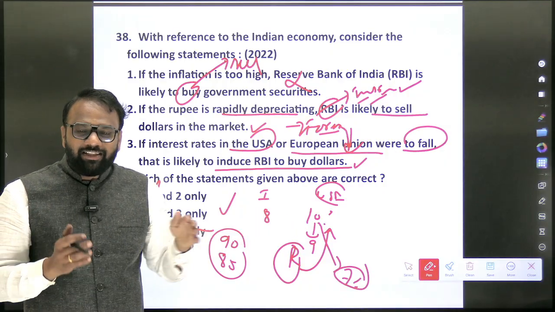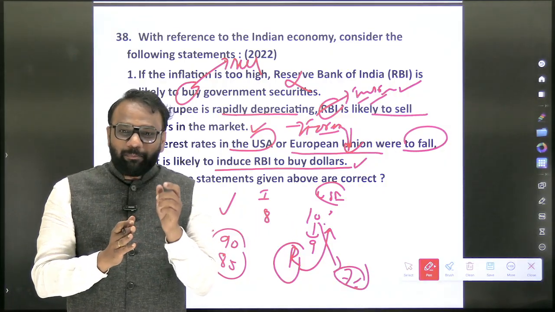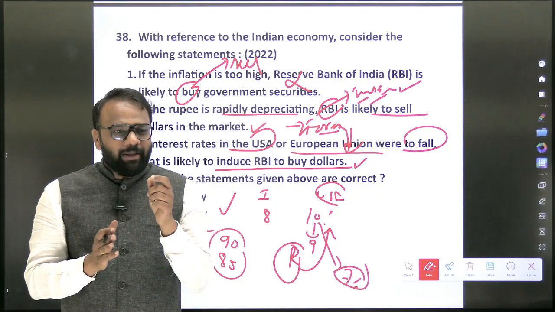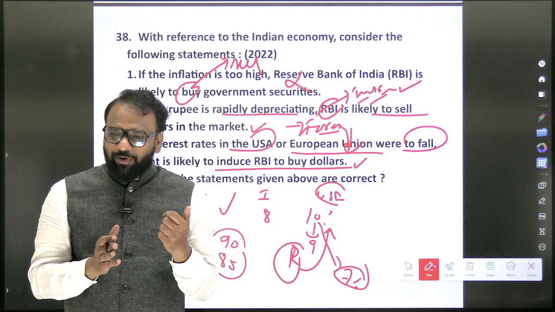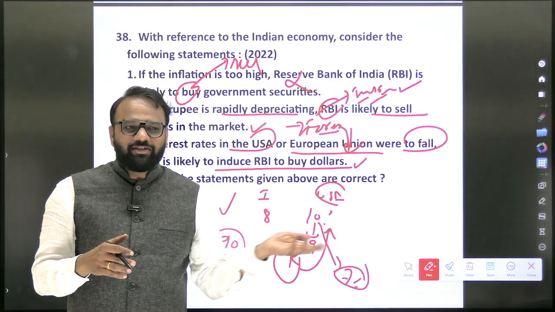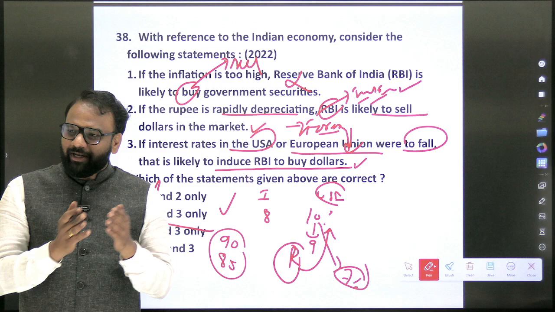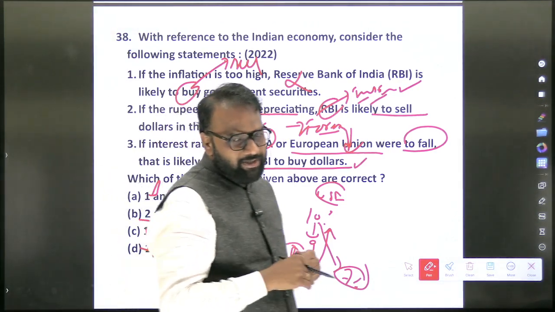As a result, there is less demand for dollars. As there is less demand for dollars, the price of the dollar will come down. The dollar will become cheap. When the dollar becomes cheap, what will the RBI do? It will purchase, and where will it keep it? Forex reserves. So hence the third statement is correct.